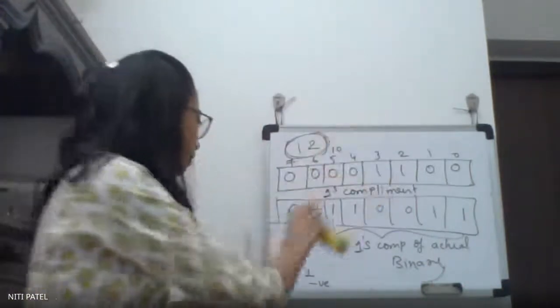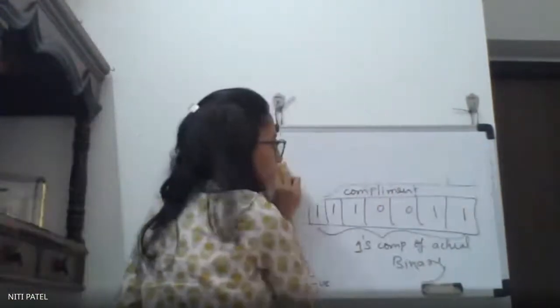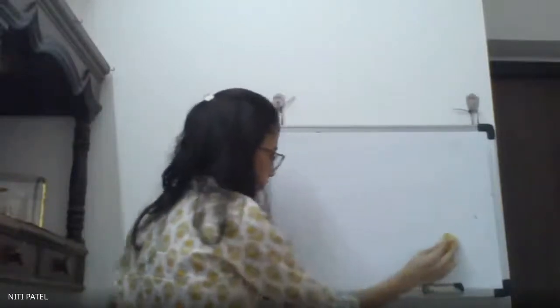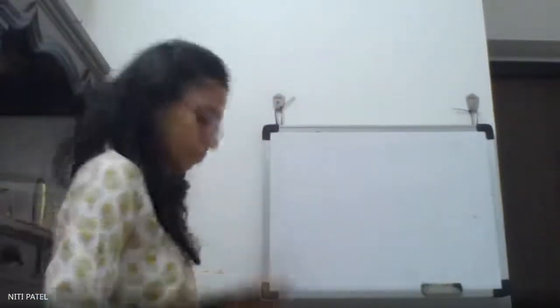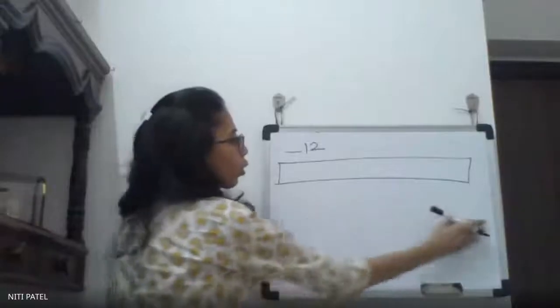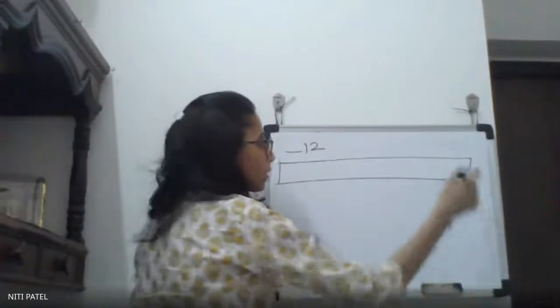Now, can you tell me the same thing for minus 12? First of all, the binary number will be 1001100. Wait. Everyone do it in your notebook and then I'll ask somebody to tell me the answer.